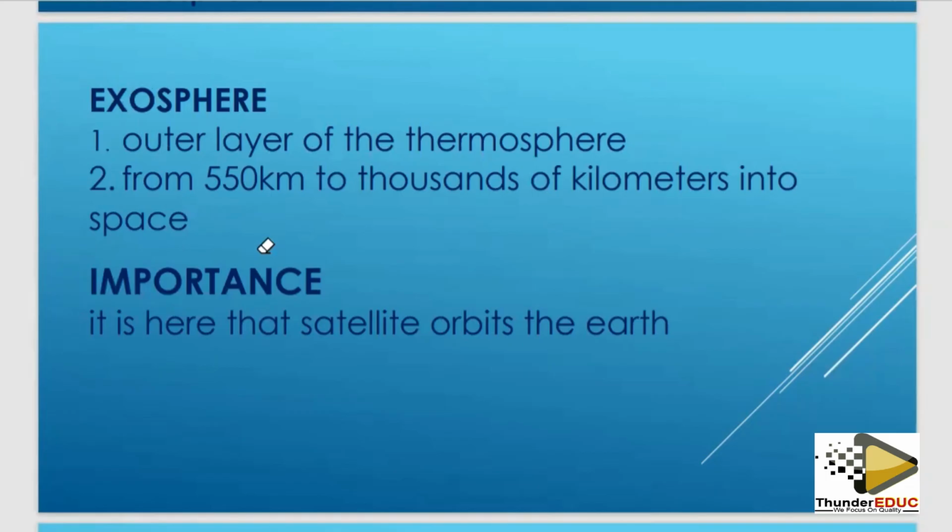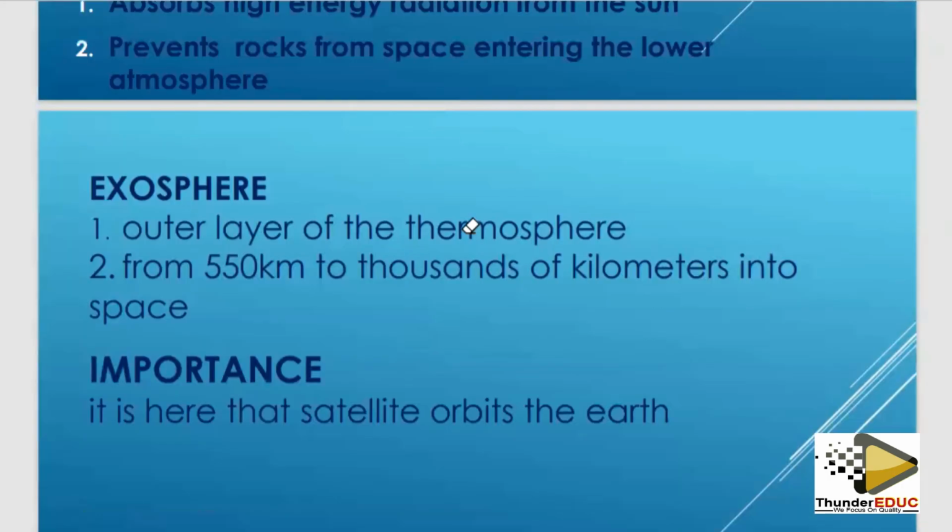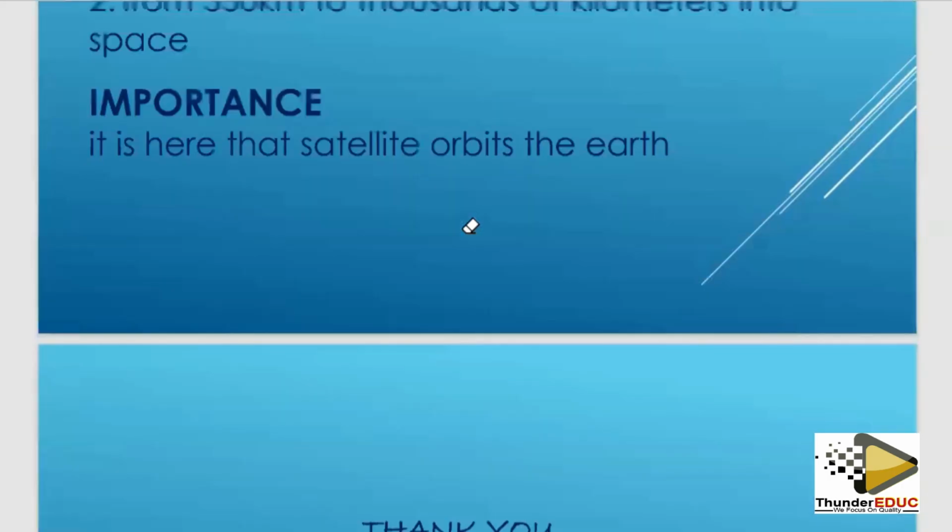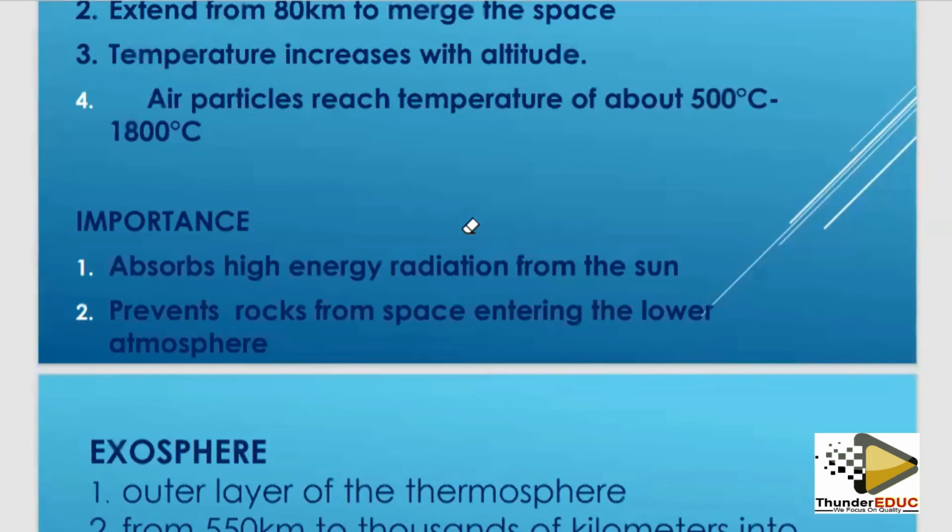So why is it important? It is here that satellites orbit the Earth, right? When you do geographical information systems, you are going to look at satellite images, and how information on Earth is captured using satellites. Those satellites orbit within that exosphere, so that they have a clear picture of whatever is happening on the Earth's surface. They capture information from outer space. So basically, that's the picture of the composition and the structure of the atmosphere.